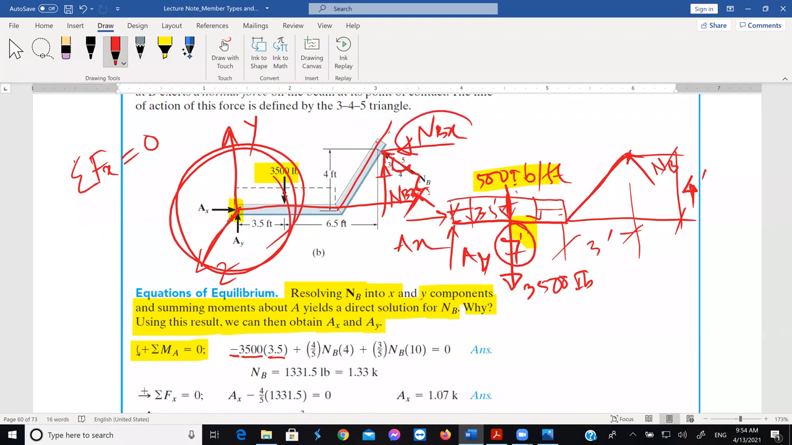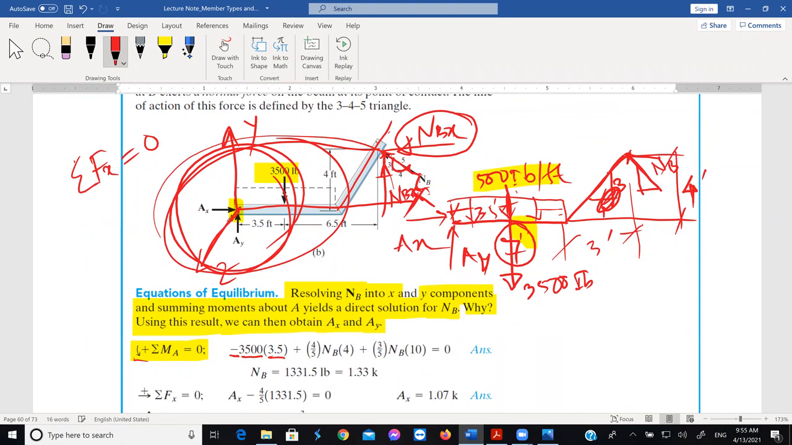The horizontal component of NB, that is NBX, is creating a moment about this axis. You can see this is going to create an anti-clockwise rotation. That means it's positive. And as you can see from this diagram, these dimensions are 4 feet, and the vertical is 3. So this is the force.